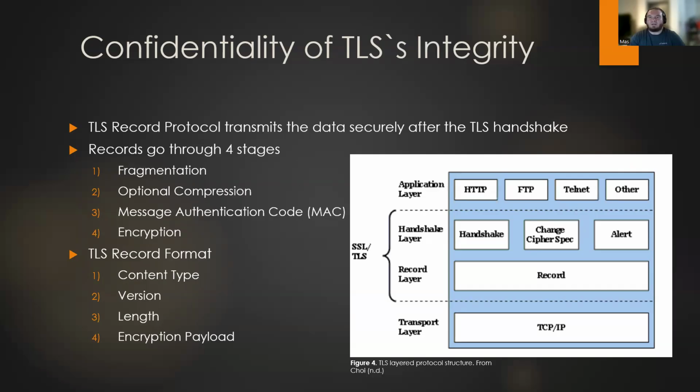The first stage, fragmentation, breaks large data into manageable pieces. You can think of this as folding a piece of paper you're about to put into an envelope. The second stage, compression, is no longer in use for TLS 1.3, making it optional. But this is where the data is compressed.